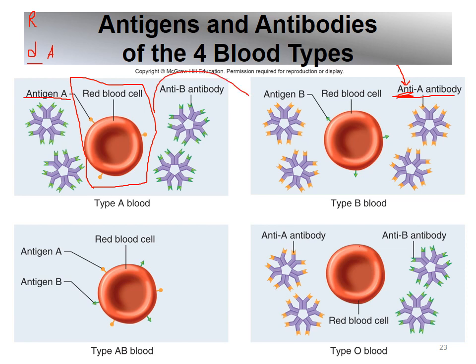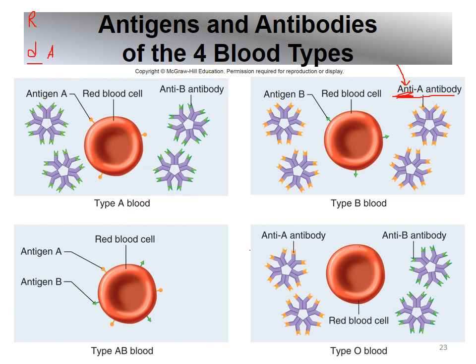Could I take this cell and put it into someone who's type B? Of course not, because they have anti-A antibodies. Could I take this and put it into A? Yep, I could do that because they do not have anti-A antibodies, because they don't have any antibodies. Could I take this cell and put it into type O? Nope, because of the anti-A antibodies. Hopefully that, again, makes sense.